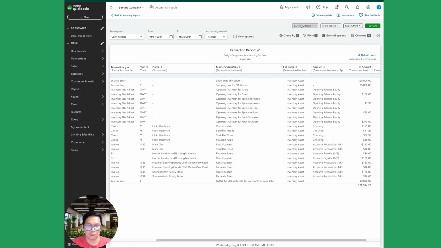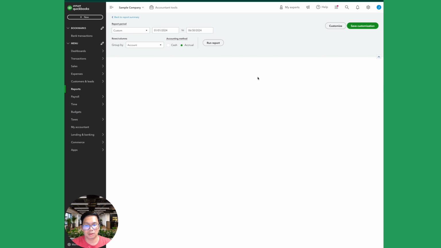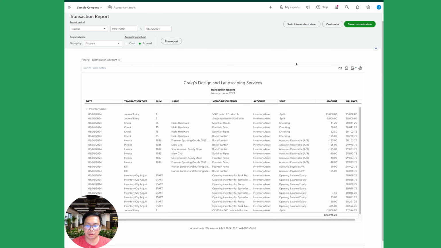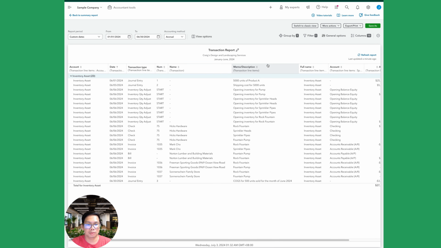If you want to switch to classic view, you can just click here. I find it easier to understand, but maybe that's just a preference, okay? So you can use the modern view if that suits you best. Okay, and that's it for entering cost of goods sold, and also we included inventory entries in QuickBooks Online. And that's it for cost of goods sold for e-commerce businesses.